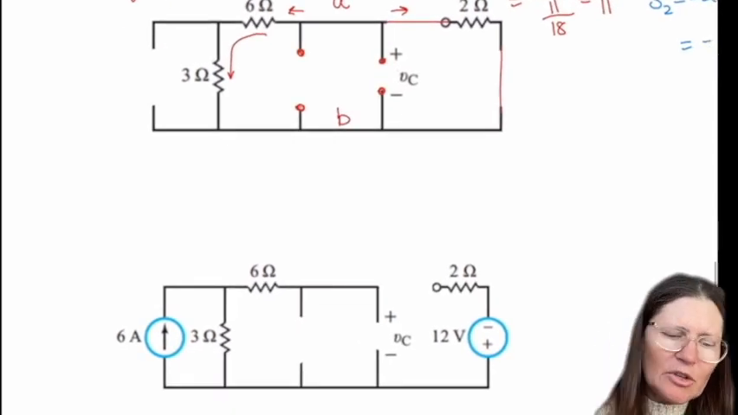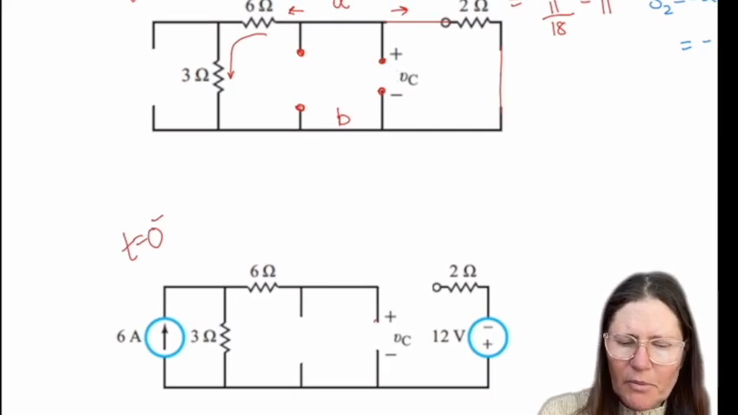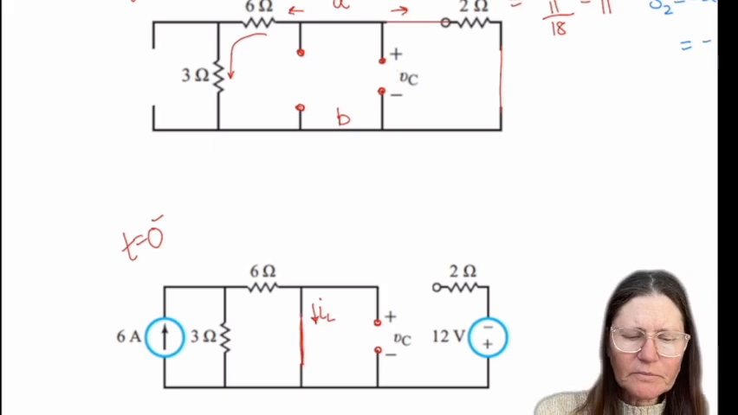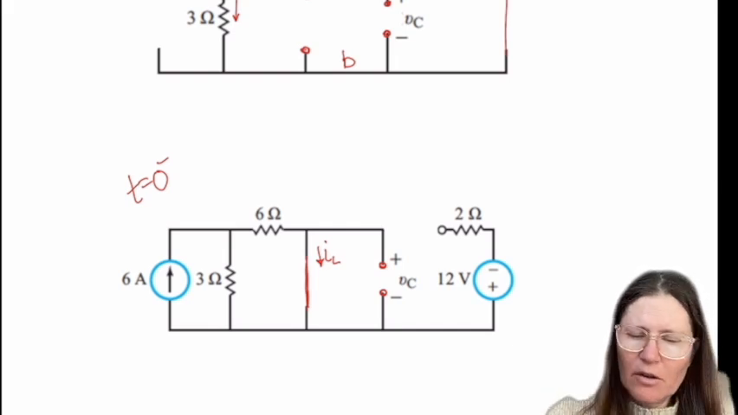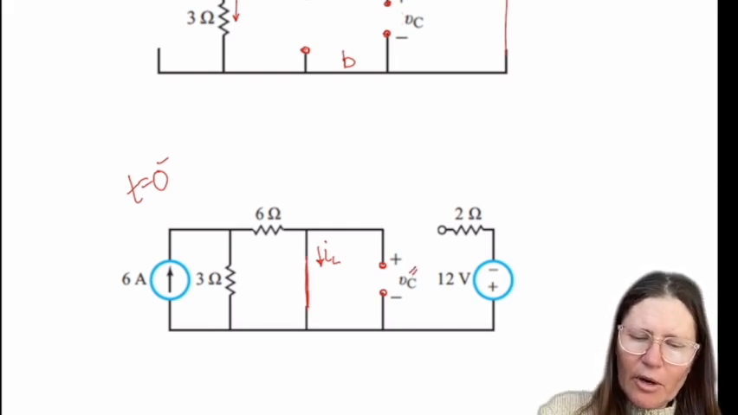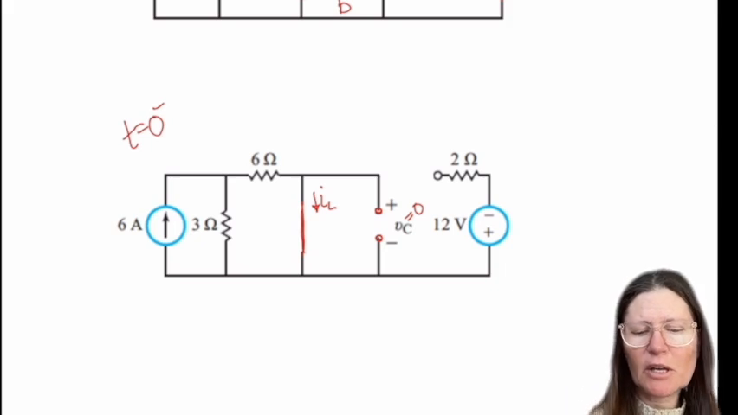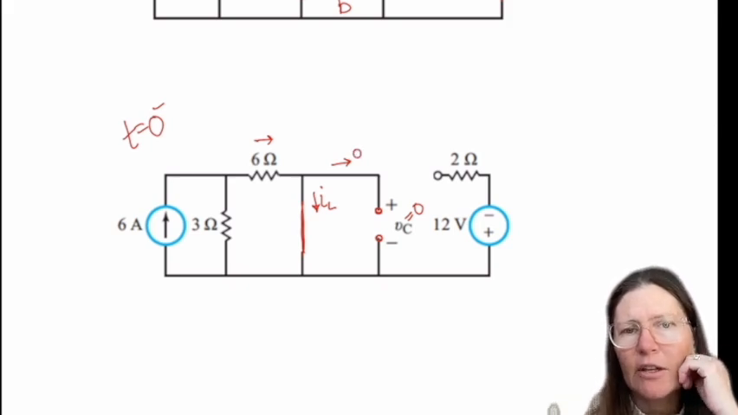So going to time 0 minus, the switch is open. These have sat for a long time, so open for the capacitor and a wire for the inductor. And so to find IL of 0 minus, we can see that the same current that's going through the 6 ohms is going to go through the IL. Again, there's no current here because it's a dangling wire.